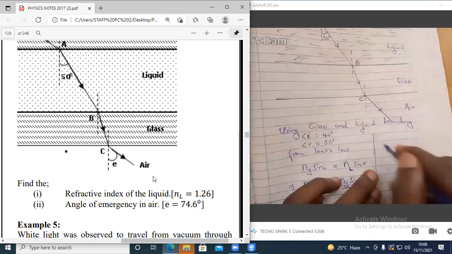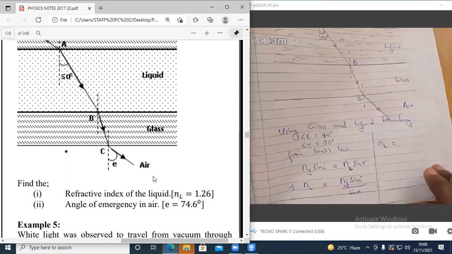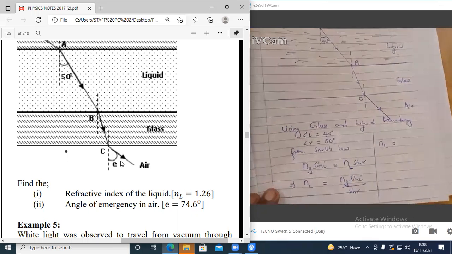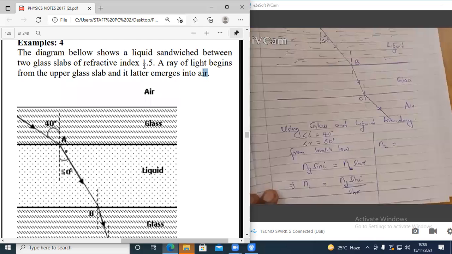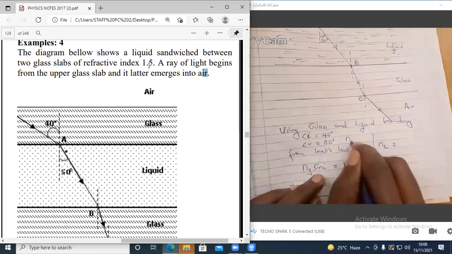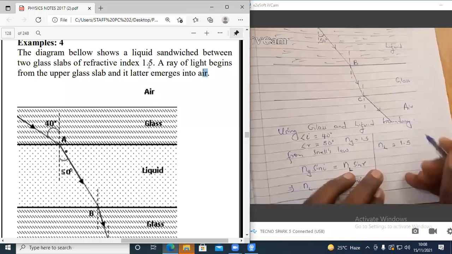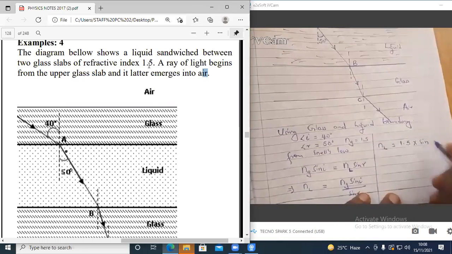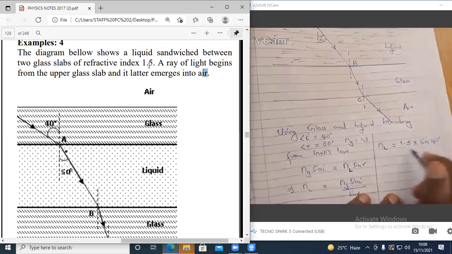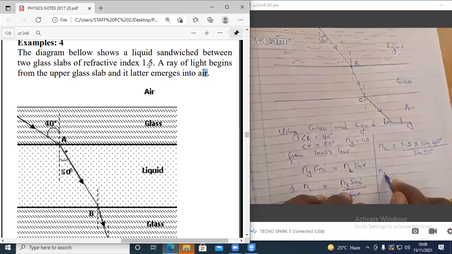Members, are we together? Can we substitute? If you look at the question, they've given us the refractive index of the glass, 1.5. So Ng was given to be 1.5. You use that one. So 1.5 times sine of 40 degrees over sine of 50 degrees.